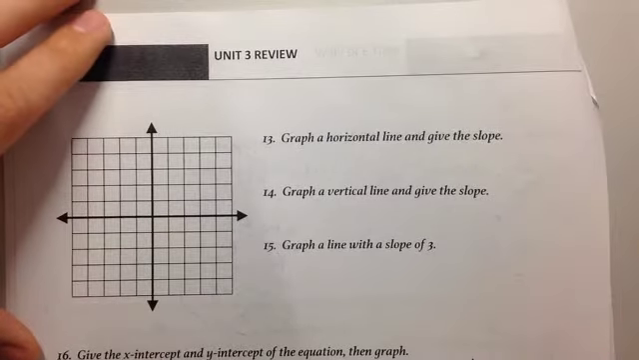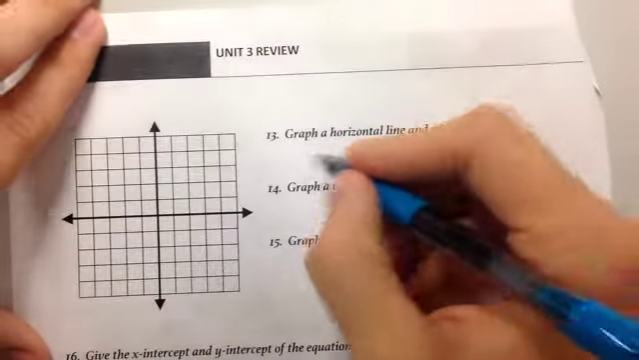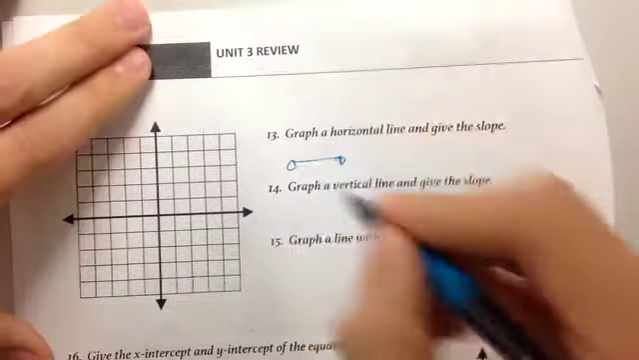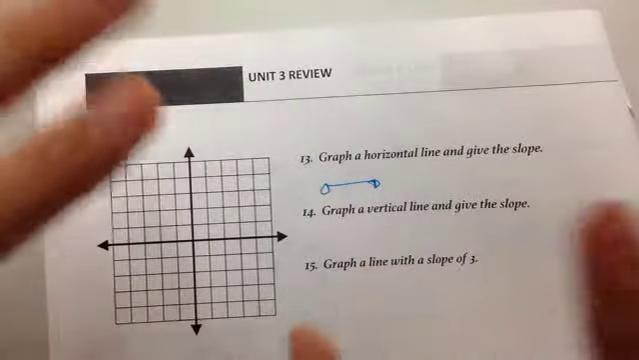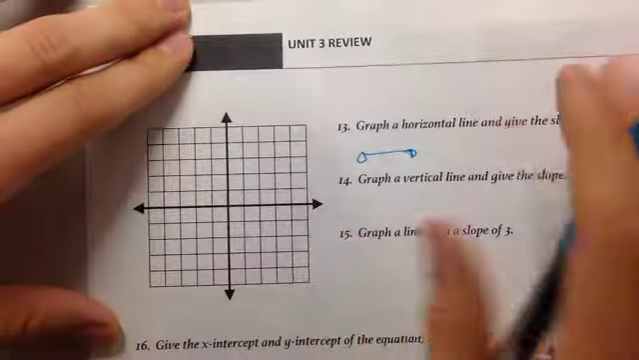We're back. Graph the horizontal line and give the slope. Remember, horizontal lines look like this. The first thing I'm going to draw is that line. We're going to do a little extra here.